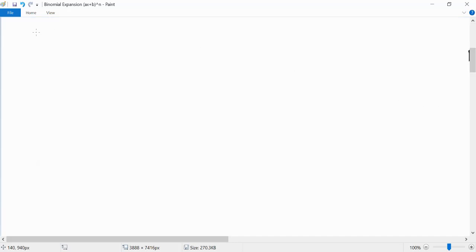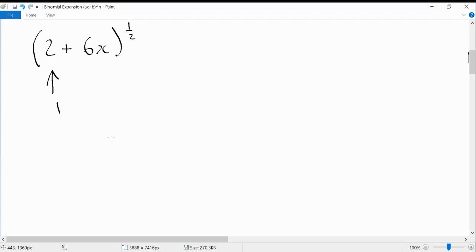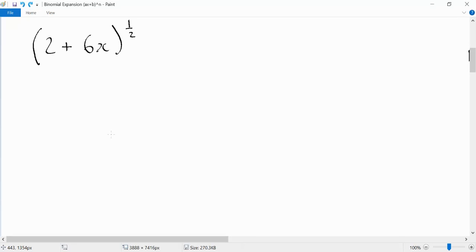So here is the method, and we're going to do it for a particular example. Let's have a look at the example 2 plus 6x to the power of a half. In an ideal world, this would be an easier question because it would have a 1 there rather than a 2. Unfortunately it's not, but we can use that logic to help us. We can try and rewrite this problem in terms of a binomial expansion that does have a 1 in it. And so that's what we're going to do.